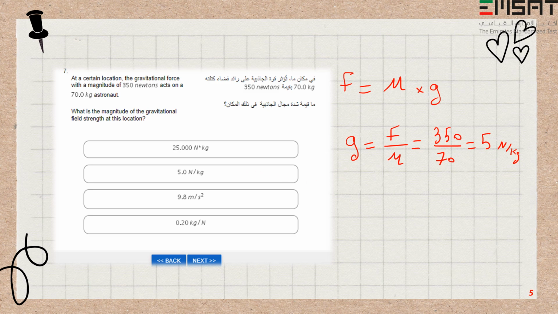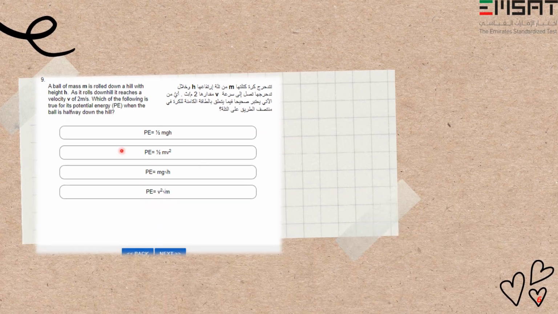We continue with question 6. A ball of mass m is rolled down a hill with the height h. As you see here, we have a ball rolling down the hill. As it rolled down the hill, it reached a velocity v of 2 meters per second. Which of the following is true for the potential energy PE? So we need to discuss PE, which is the potential energy.